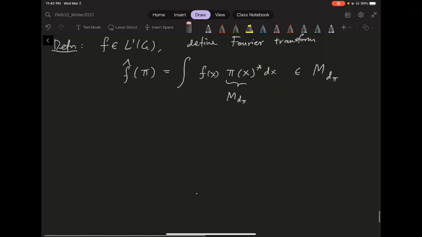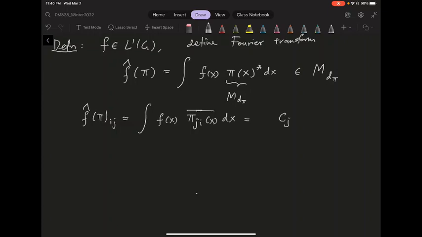If you consider the ijth entry of this Fourier transform f hat, the ijth entry is no other than you integrate the ijth entry of pi x star, being the conjugate transpose. This is essentially just pi j i of x, dx. And by definition, this is essentially the same as what we defined as c pi of ji, but you scale it by 1 over d pi.